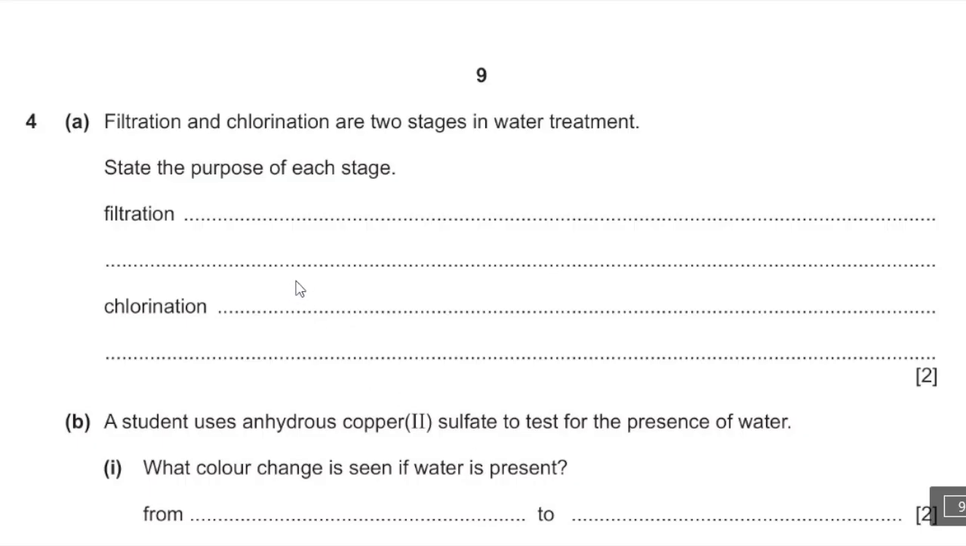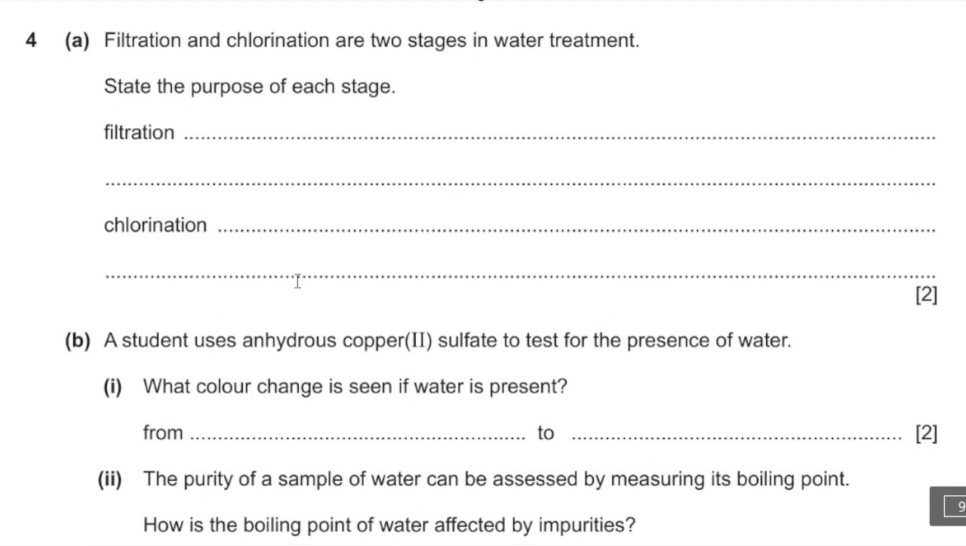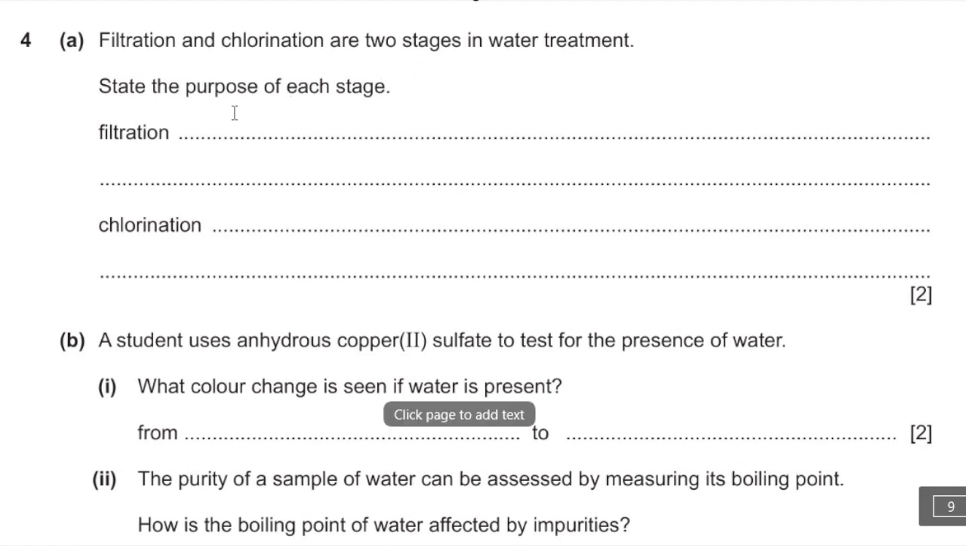4a. Filtration and chlorination are two stages in water treatment. State the purpose of each stage. Alright, so filtration removes any solid waste. And any waste which can pass through filtration is removed by chlorination. So it sterilizes or removes any microbes present.